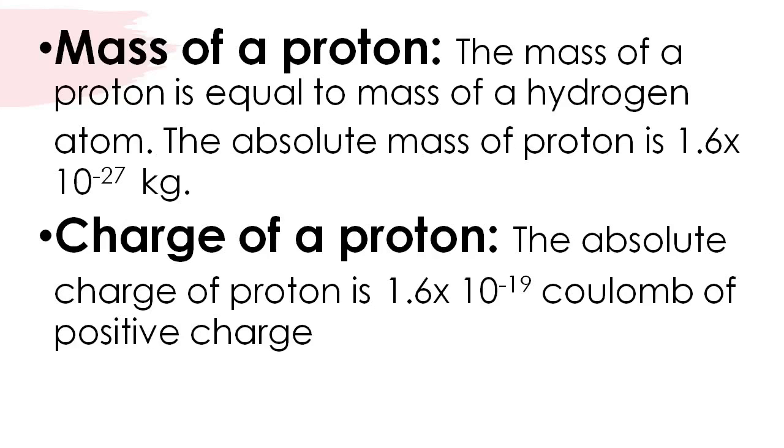Mass of proton. The mass of a proton is equal to the mass of a hydrogen atom. The absolute mass of a proton is 1.6 × 10^-27 kg. Charge of a proton. The absolute charge of a proton is 1.6 × 10^-19 coulomb of positive charge.